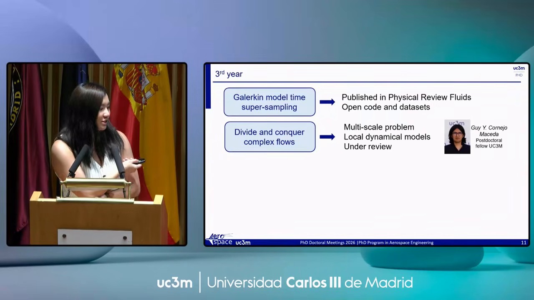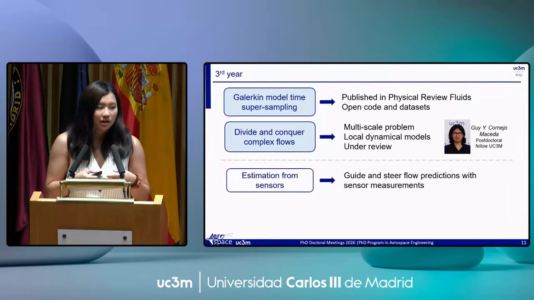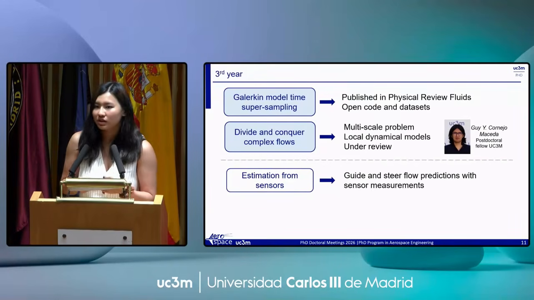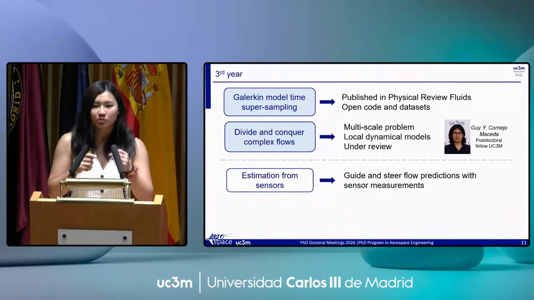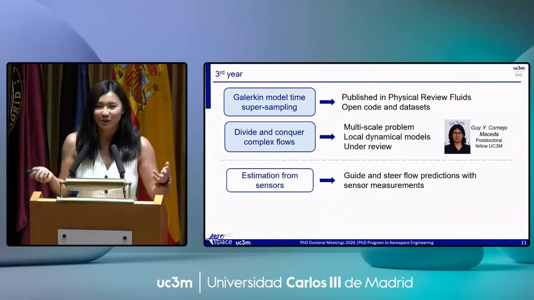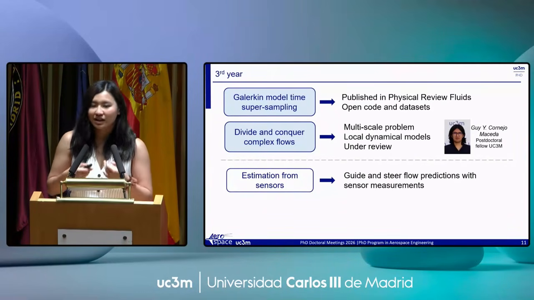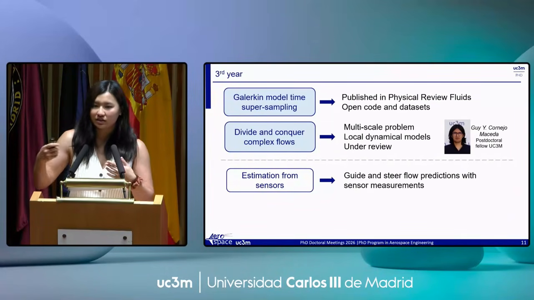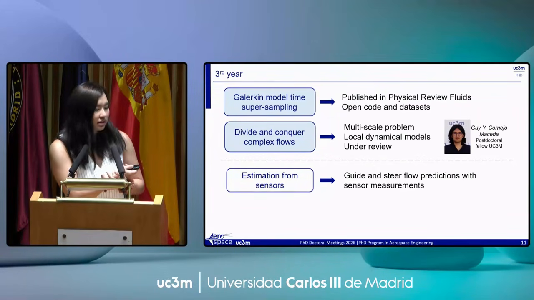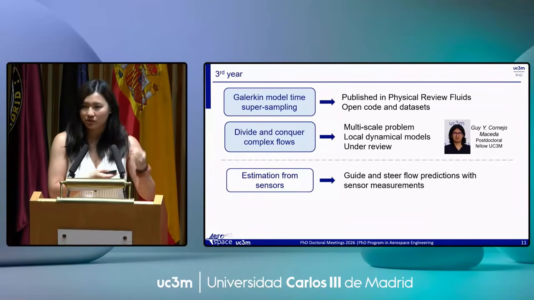Now, in what remains of this year, the next step is to do an estimation from sensors. Why? Because if we want to apply these models in real-time applications, we are limited by observability. We cannot put sensors everywhere in the flow. I mean, I wish, but usually we are limited to some locations. And also, if we rely only on estimations from a single model, in my case the Galerkin model, after a certain time the model is going to diverge from reality. So here the objective is to use some probe measurements to steer and correct the estimations of the model.